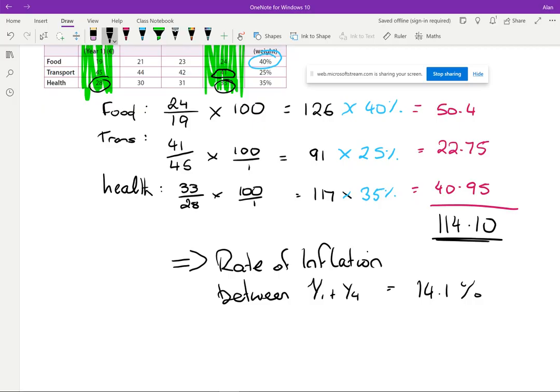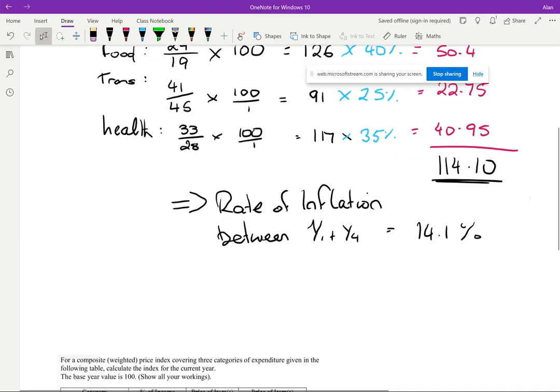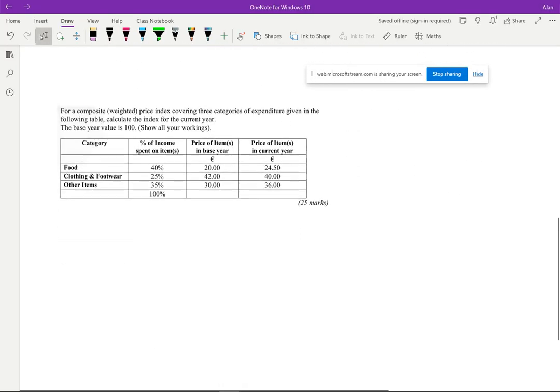When we look at the Consumer Price Index, which is our actual rate of inflation, you will see it is a little bit different because you include hundreds of items. This is only something very simple. Again, this is really just how to do this in the most basic format. Okay, let's look at an exam question.